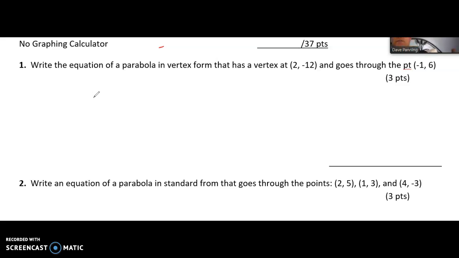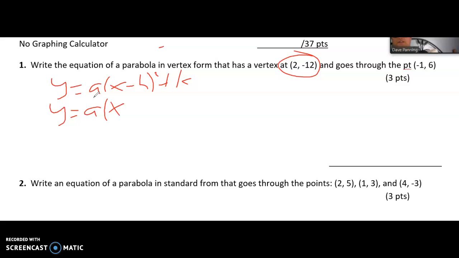Okay, so we know that vertex form is y equals a times x minus h squared plus k. And so we know because the vertex is at 2, -12, we can put in the 2 for h. That's going to be x minus 2 squared, and then minus 12, because the 12 is the k value. The h and the k is the vertex.